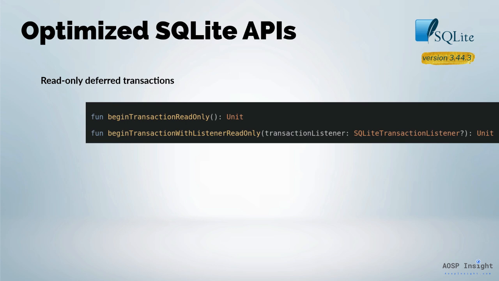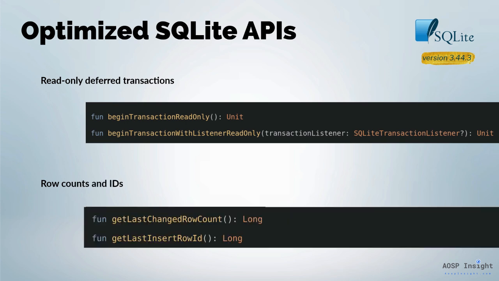The next methods that I can mention here are some functions relating to row counts and ID. The two new methods are getLastChangedRowCount and getLastInsertRowId. So they are so helpful when you are inserting something into the table and you would like to know the row ID or maybe the last changed row count. So I think all of them are so helpful, especially when it comes to the performance of SQLite and you are working with lots of records in your database.